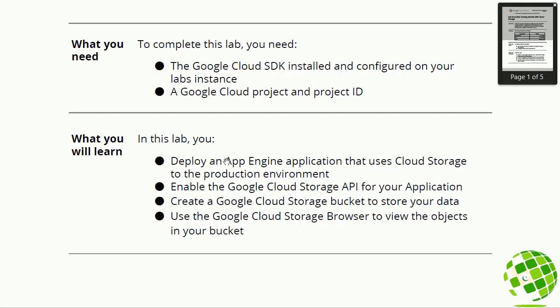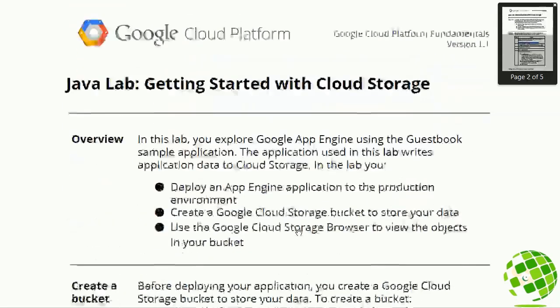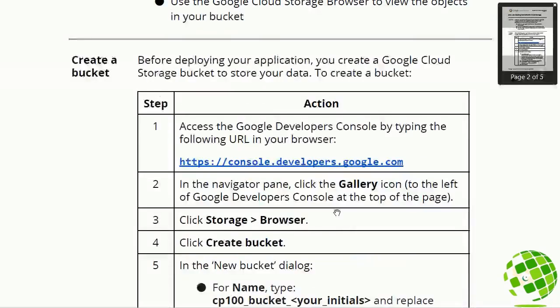But some other things we'll be doing here is, of course, deploying that application to App Engine. We'll enable the Cloud Storage API, and then we'll create a Cloud Storage bucket and use that bucket to view the objects that are placed in there whenever we put an entry inside of the Guestbook application. So I think we're about ready to go here. Let's start by getting into the developer console and creating a bucket.